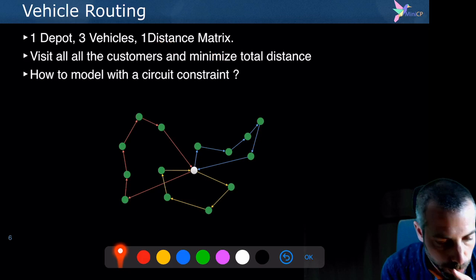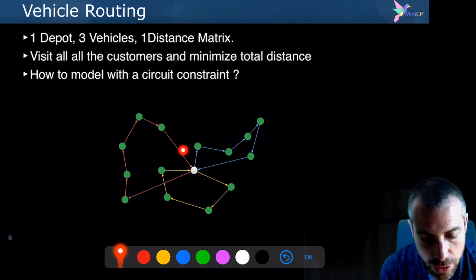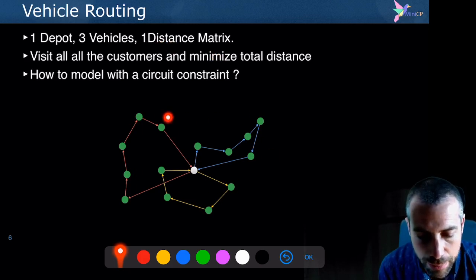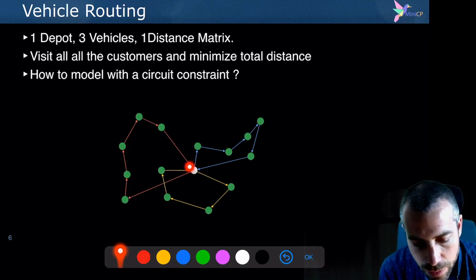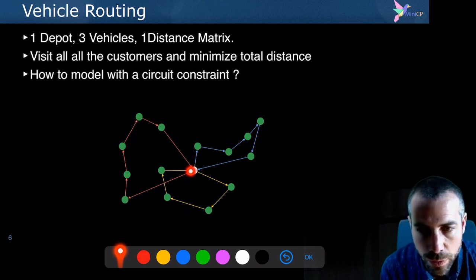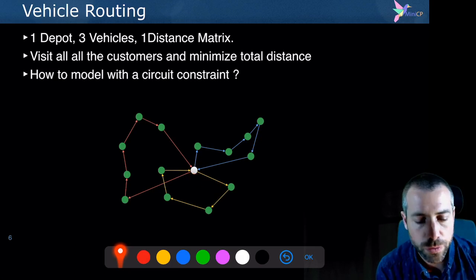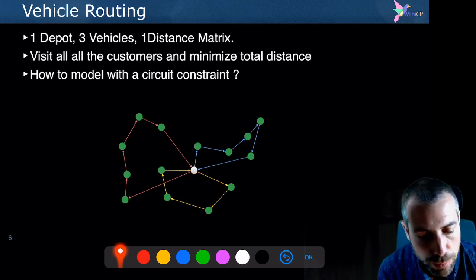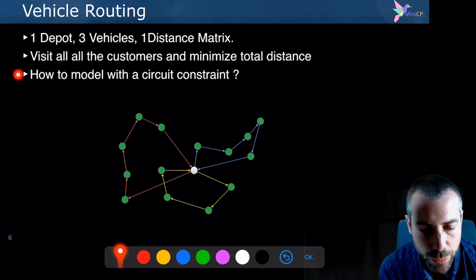The problem is that if you look at this solution, this is not exactly a Hamiltonian circuit. Every sub-circuit here, every sub-colored circuit, is a Hamiltonian circuit, right? But they have one node in common, which is the depot. And so the difficult question is to model this with a circuit constraint.